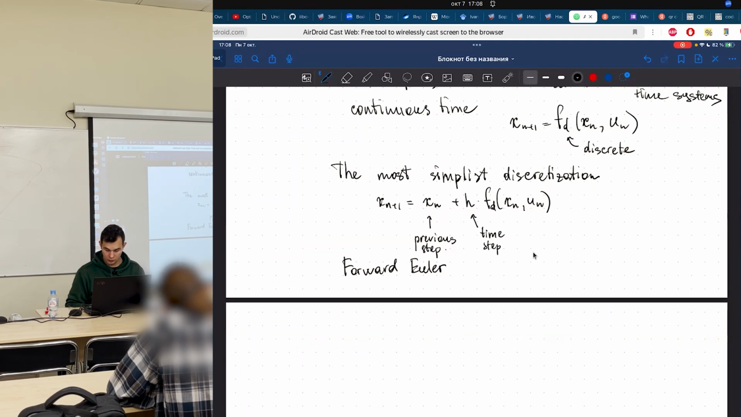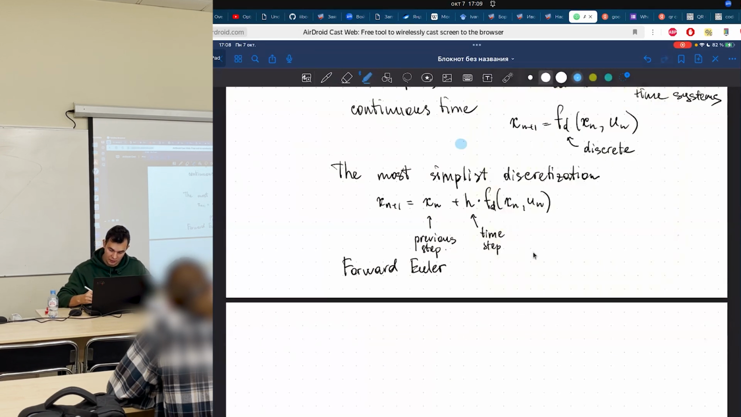You mean f_d, you mean the f of the continuous? f_d means discrete. Yeah, but you wrote x_{n+1} is equal to f_d and other stuff. I didn't get your question. I think it's just an example. I think you're talking about this, so this is the general form.